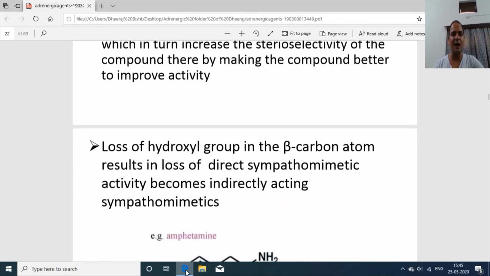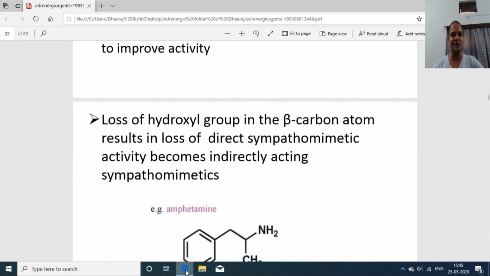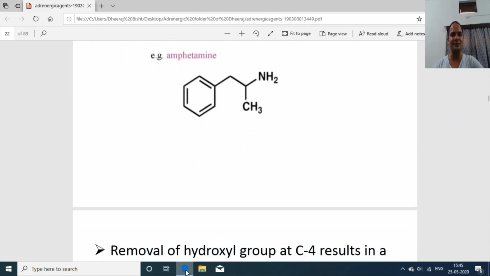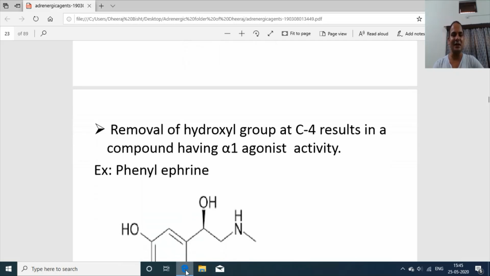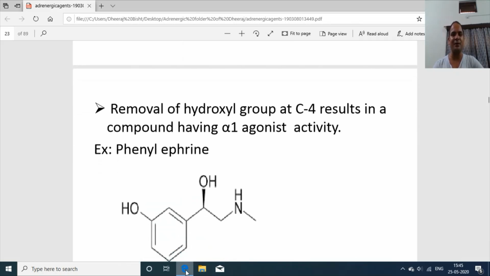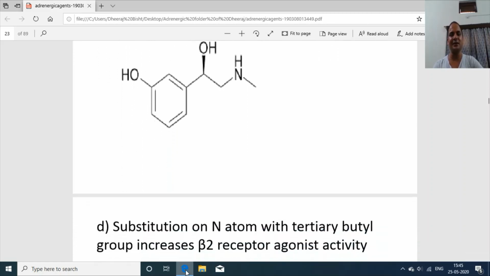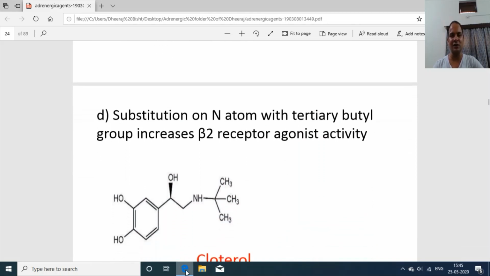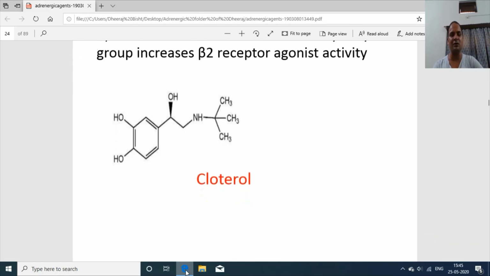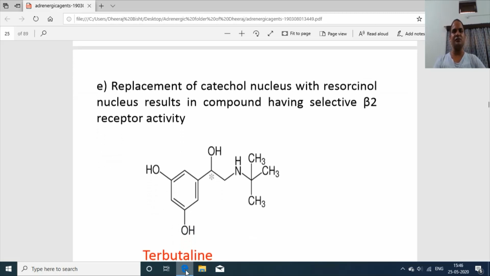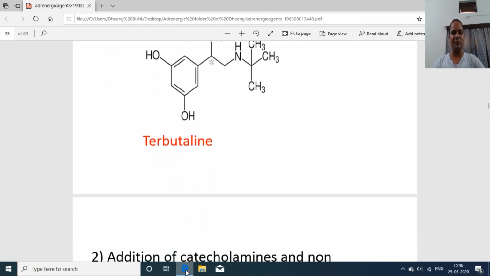Next point, loss of the hydroxyl group on the beta carbon atom results in loss of direct sympathomimetic activity, and the compound becomes an indirectly acting sympathomimetic. Example is amphetamine. Next is the removal of the hydroxyl group at carbon 4, which results in a compound having alpha 1 agonist activity, that is phenylephrine. Next is the substitution on the nitrogen atom with a tertiary butyl group, which increases beta 2 receptor agonist activity, that is clenbuterol. Next is replacement of the catechol nucleus with a resorcinol nucleus, which results in a compound having selective beta 2 receptor activity. Example of the drug is terbutaline.